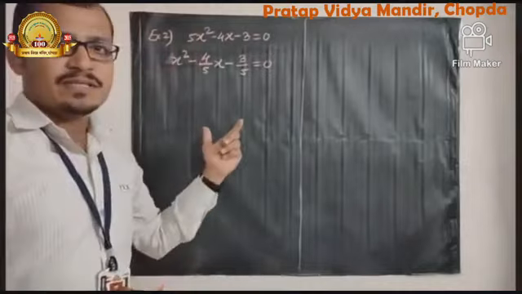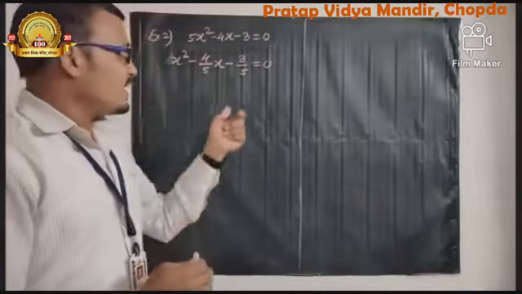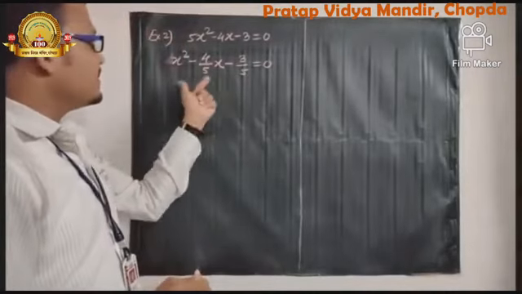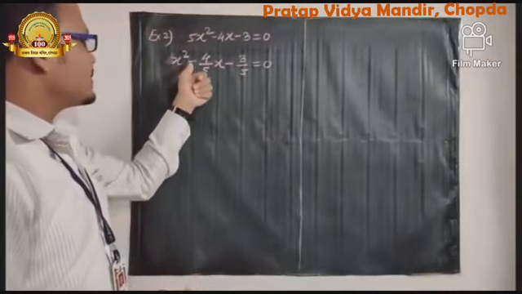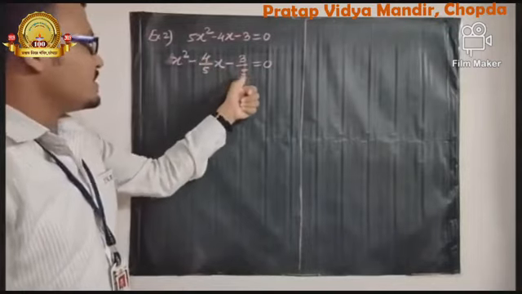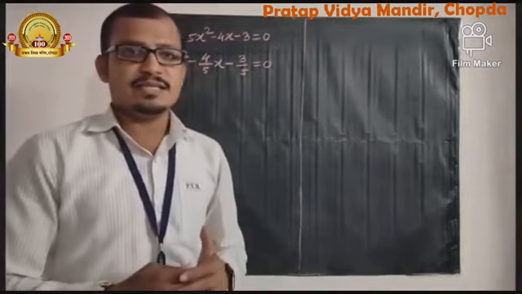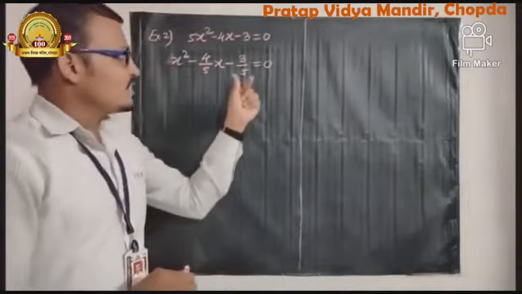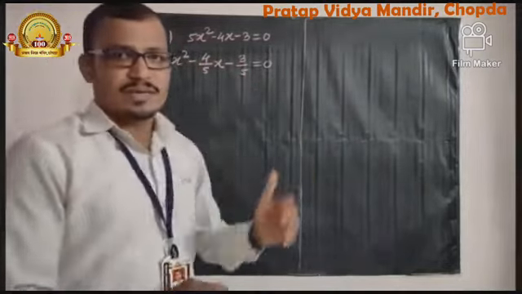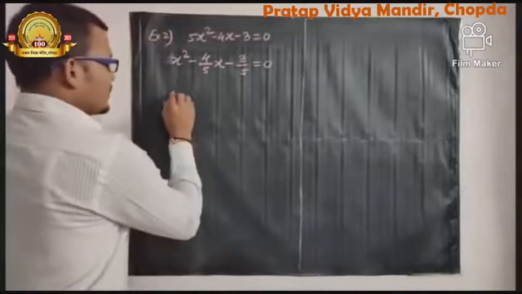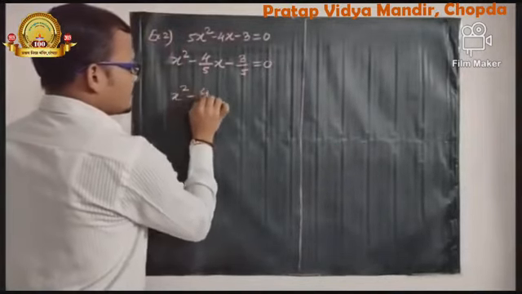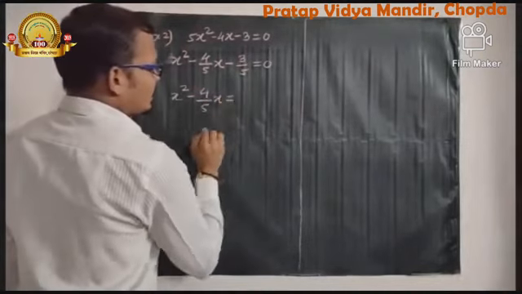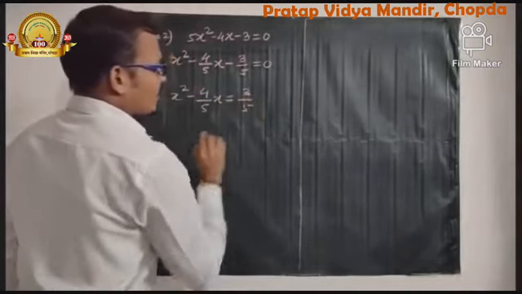So what is our first step? Write the given equation in its standard form, and here clearly the given equation, x square minus 4 upon 5x minus 3 upon 5 is equal to 0, is in its standard form. Then shift the constant term toward the RHS. So our equation becomes x square minus 4 upon 5x is equal to 3 upon 5.